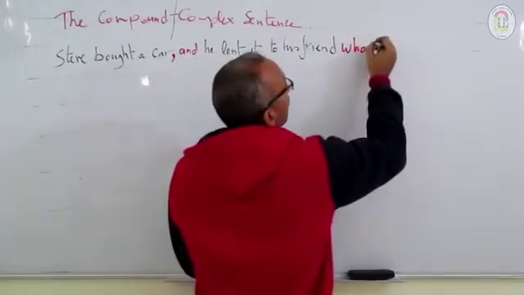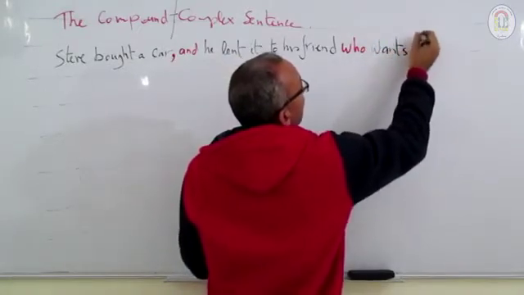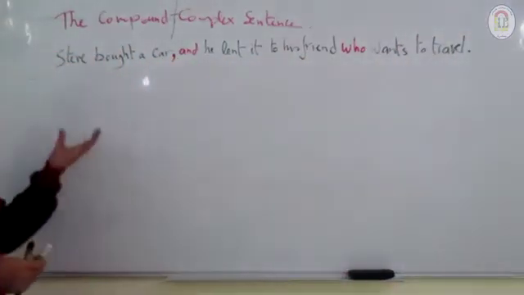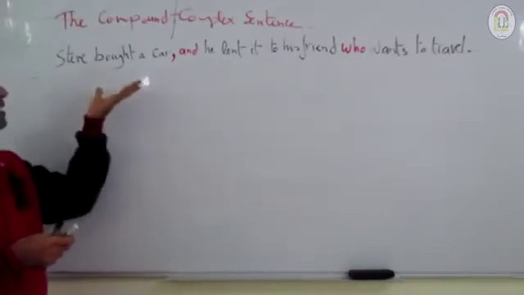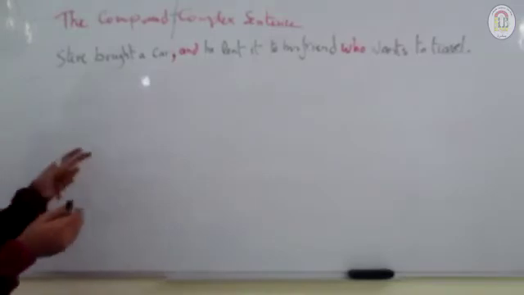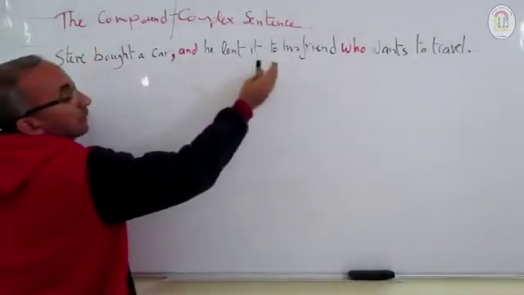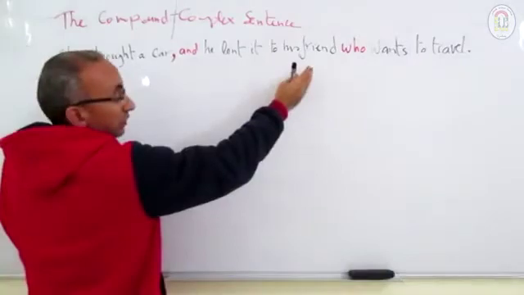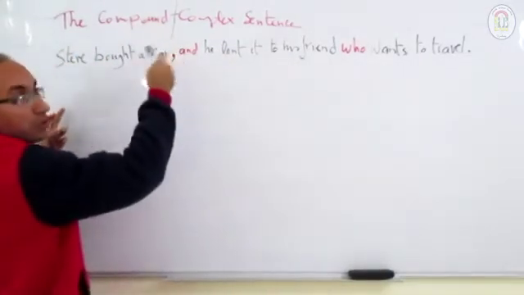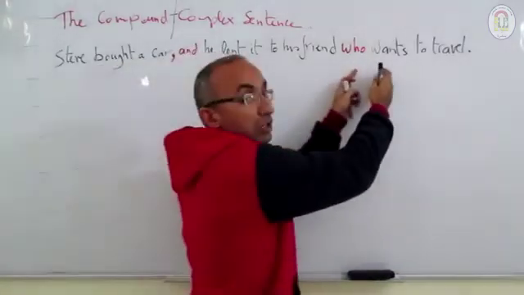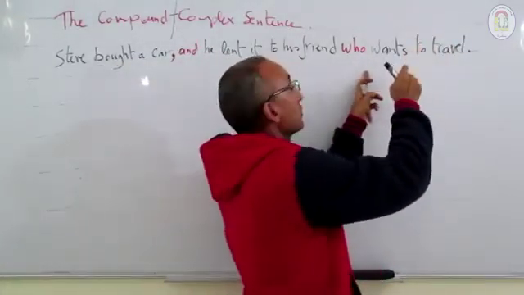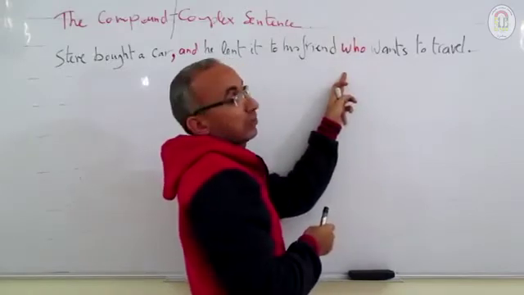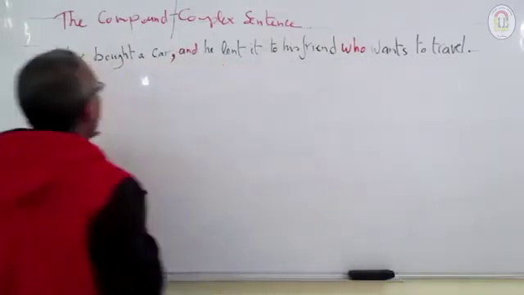who wants to travel. Who wants to travel. Now, as you see here, we have a compound complex sentence, which consists of what? A compound sentence, it means two or more independent clauses, joined either by fanboys or semicolon or conjunctive adverbs, plus one or more dependent clauses, which start with a relative pronoun, conjunction of subordination, or starters of the noun clause. So here is my compound complex sentence.